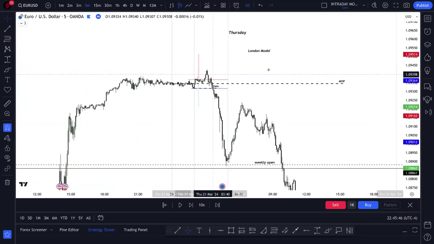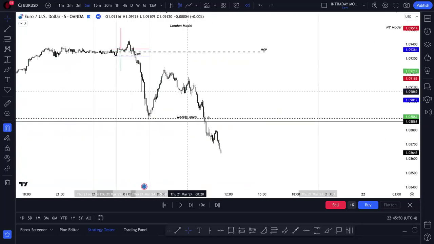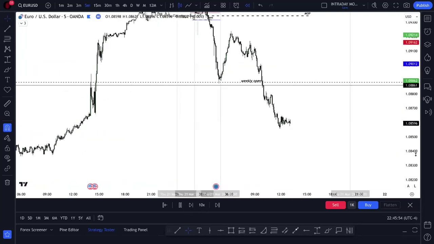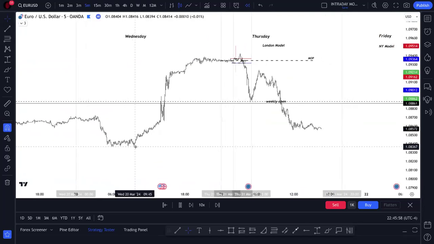This makes sense. Look at that London model. This is Thursday. This is going into the New York session. It's sold all the way down. Look at that. Look at these clean lows here. All the way down there.